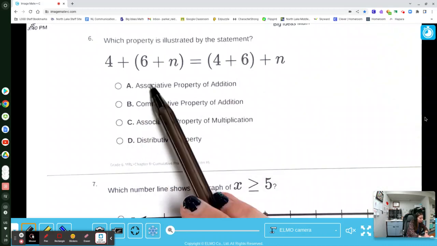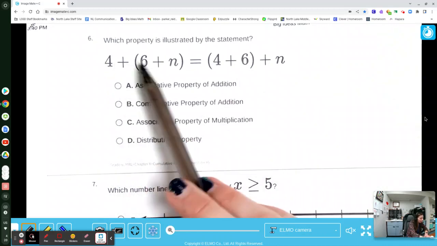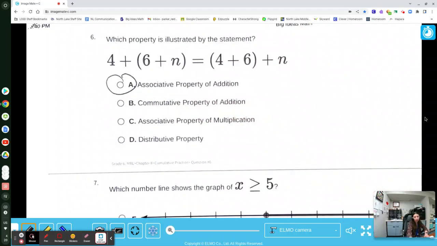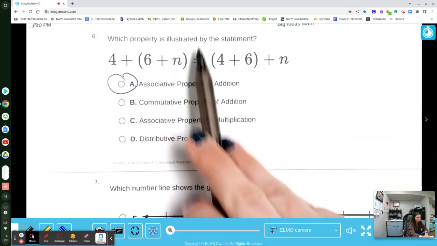Now we have two that say associative property, but because this is addition here, we want to choose associative property of addition. So associative property is changing grouping. Think about who you associate with. Those are the groups you associate with. Commutative property is changing the order, but we did not change the order at all.